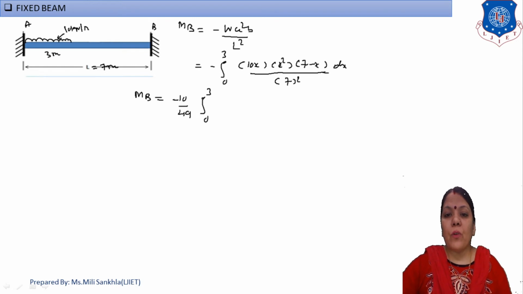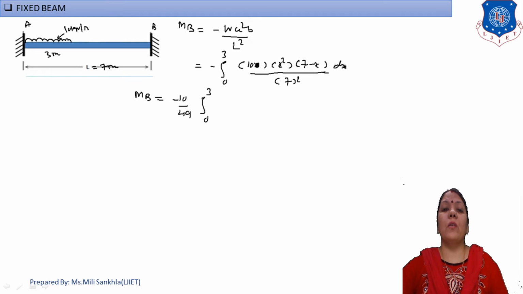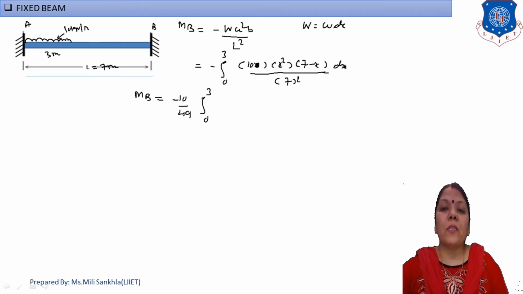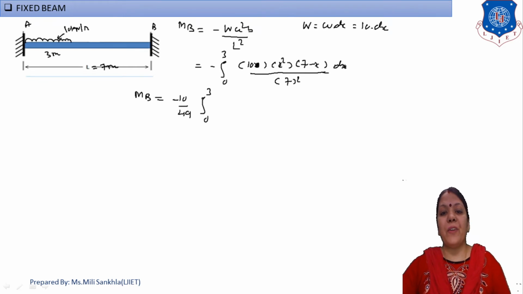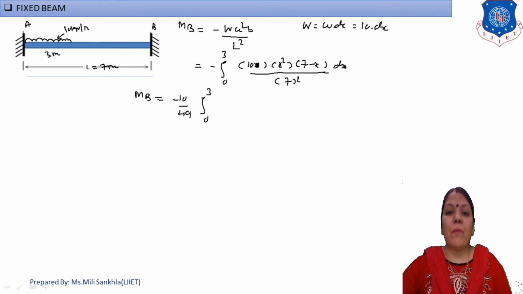that is equal to, okay, this is 10 into, okay guys, this is not x but that is dx. Here I made a mistake, only take a 10, because our W is equal to load into distance, and that is 10 into dx. Okay, now 10 by 49 we separate out, internal term is equal to x square into 7 minus x, multiply this first term, that is 7x square minus x cube and dx.